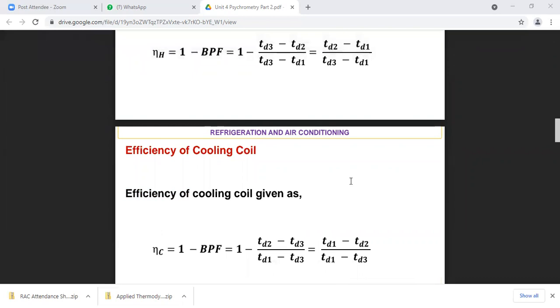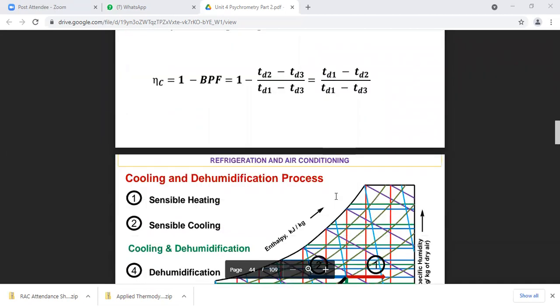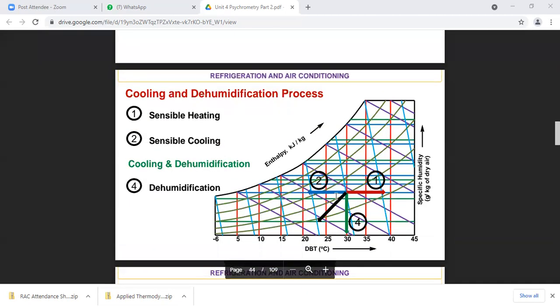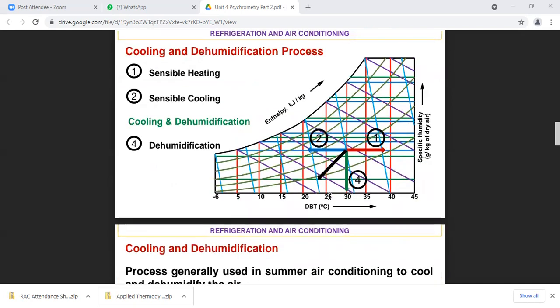So the next point we are going to see is the cooling with dehumidification process. So sensible heating, sensible cooling, and the dehumidification. In this process, that is the cooling and dehumidification process, this process involves not only sensible cooling but also latent heat removal, so the reduction of the moisture content, or the dehumidification.